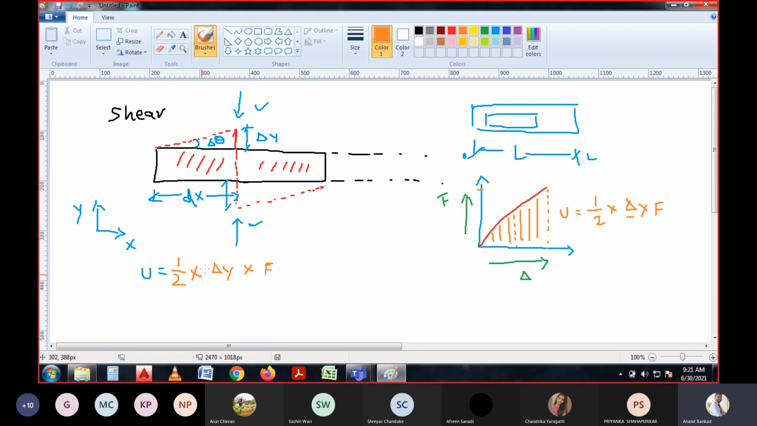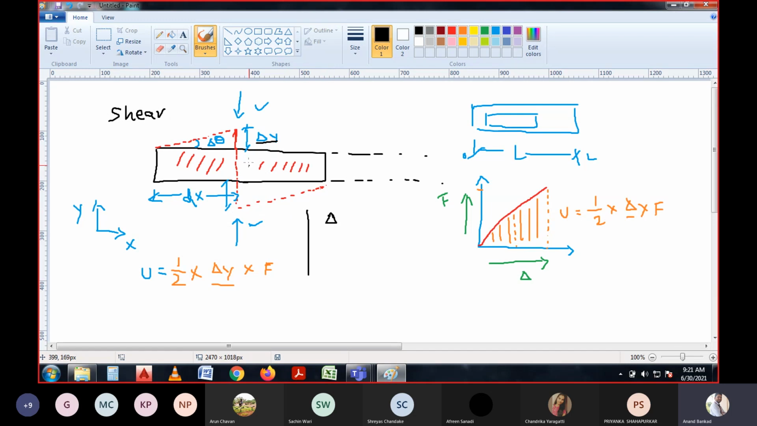So the total strain energy in the element due to the shear force, that can be written at the initial stage as half delta y into F. Now if you see the delta y, this is delta y, right? For delta theta, you observe that delta theta is the result of the effect of shear, and delta y is also a result of the effect of shear.